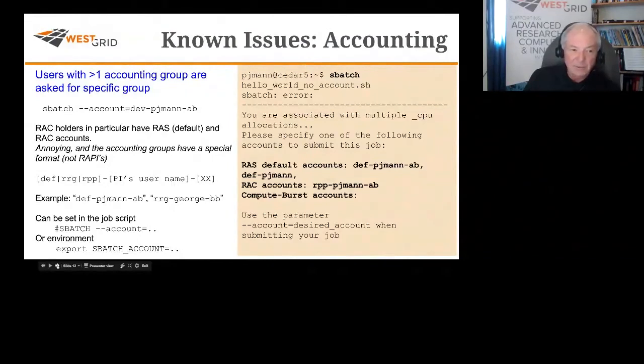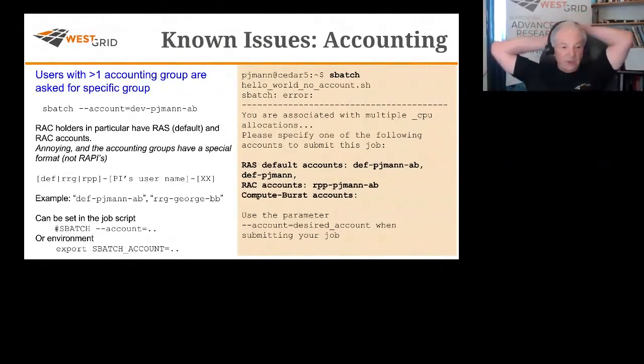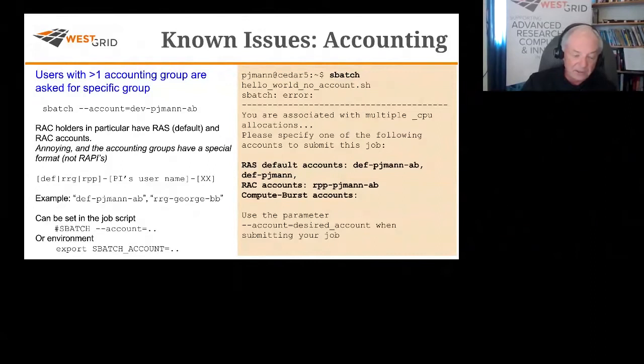So anybody with a RAC almost by definition has multiple allocations because they've also got a default. Everybody's got a default, and if you got a RAC, well, now you got two, and Slurm needs to know. The easiest way is just to do sbatch, look at what it tells you, choose the name of the account that you want, and stick it in by using the --account configuration for either sbatch. You can put that in your job script or in the environment if you want. So you can set it up once and then have it be used from then on.